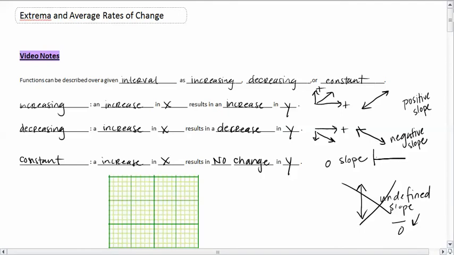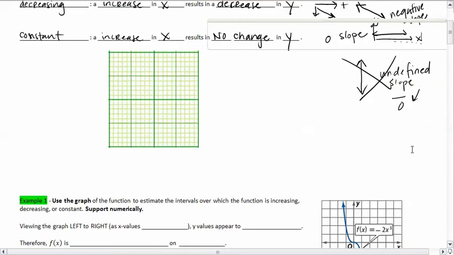So if we had this being your y-axis, this being your x-axis, this could be your function. Increase in x, get bigger and bigger on x. No change in y. So if we were to plot this, we could have functions that look like this. On this interval right here, we have an increasing function. From this point to this point, we have a constant function. And from this point to this point, we have a decreasing function, or negative slope.